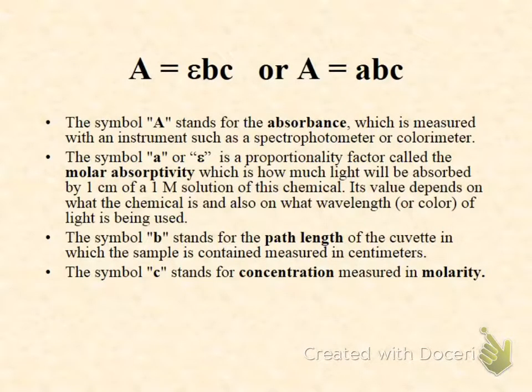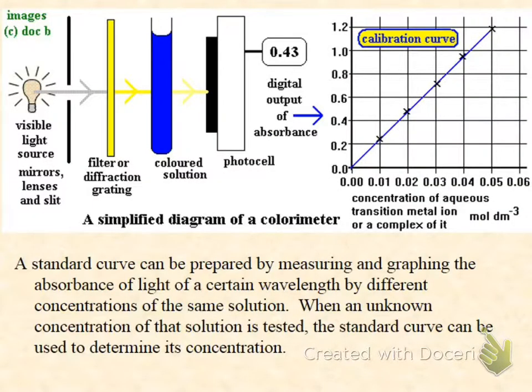So remember, A is for absorbance, which is measured. The little a is your molar absorptivity factor, which is how much light will be absorbed, and that's usually going to be given to you. And then the symbol b is the path length of your colorimeter or spectrometer. Generally it's 1 centimeter, but it can be different. And then of course c is your concentration measured in molarity. So here is our calibration curve, and if we had an unknown, we can look at its absorbance and figure out what its concentration is.